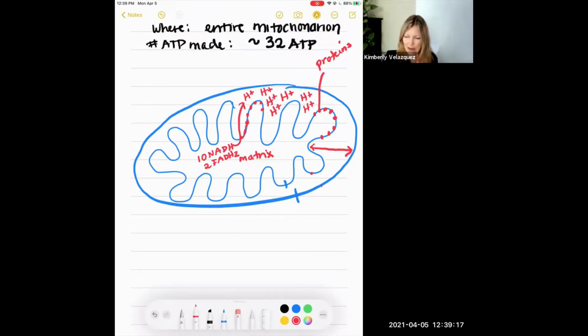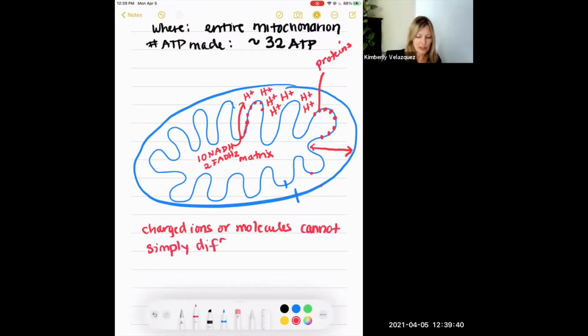They can't just come across the phospholipid bilayer because remember that charged ions cannot move across those nonpolar tails. Remember, charged ions or molecules cannot simply diffuse by simple diffusion across phospholipids.